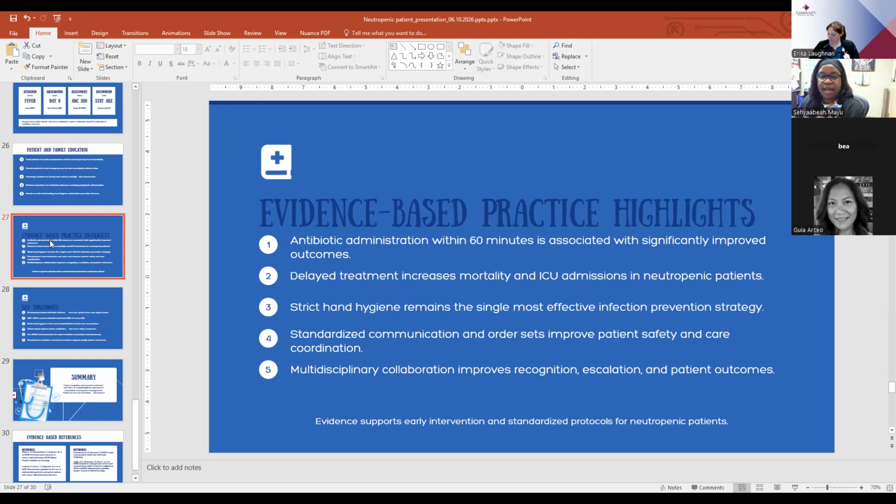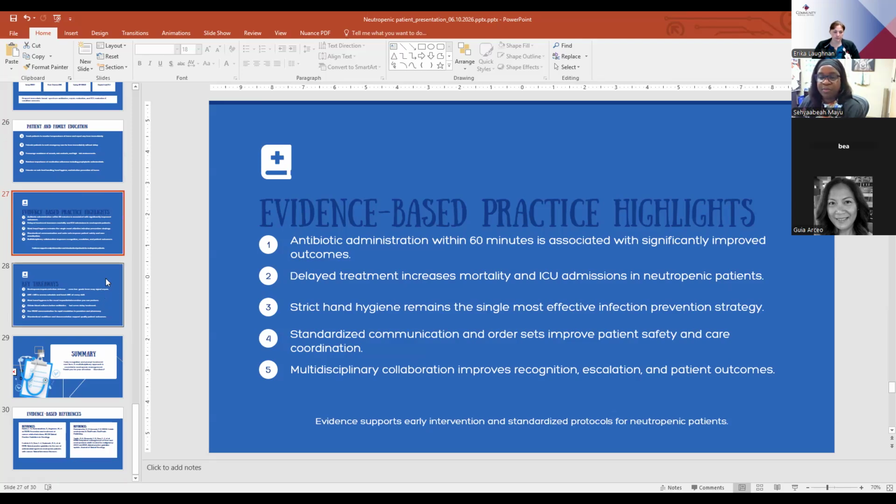Evidence-based practice highlights. So antibiotic administration within that 1 hour is associated with significant improvement in outcomes. Delayed treatment increases mortality and ICU admissions. Strict hand hygiene, again, is the most effective infection prevention strategy. We want to standardize communication and order sets to improve patient safety. Multidisciplinary collaboration, again, bringing in not just our hospitalists, but the oncology providers for communication, because it improves recognition, escalation, and patient outcomes will hopefully be positive.